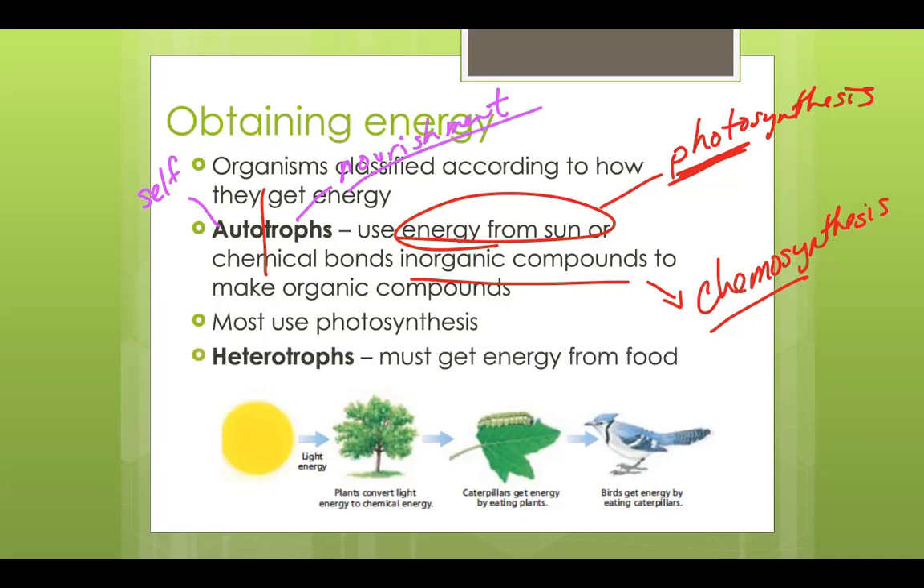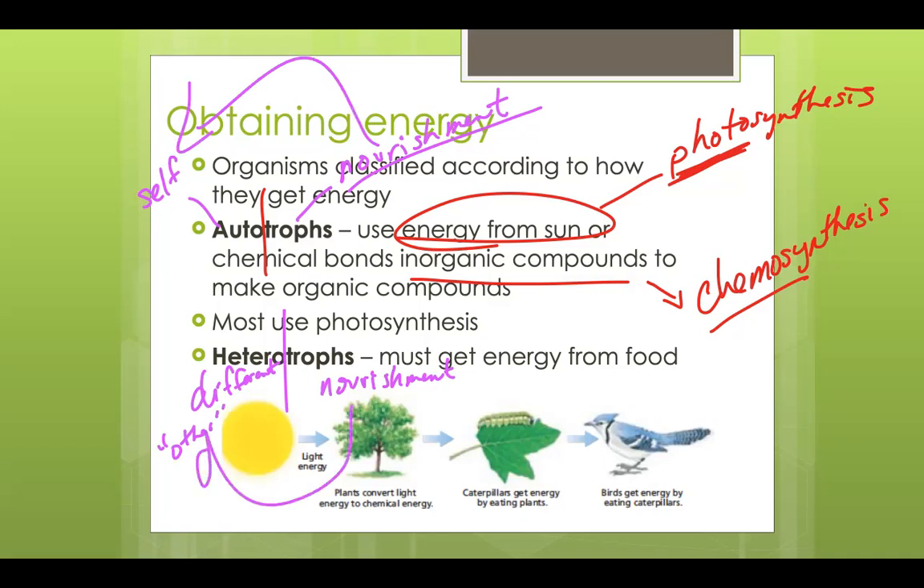And then all of the other organisms on Earth are called heterotrophs, which have to get energy from food. Now, whether they actually ingest or eat that food or they absorb it directly. But again, nourishment, and hetero means different or other. So they don't make the nourishment themselves. They get their nourishment from something else. Okay, so this is two ways to classify organisms based on how they get energy.